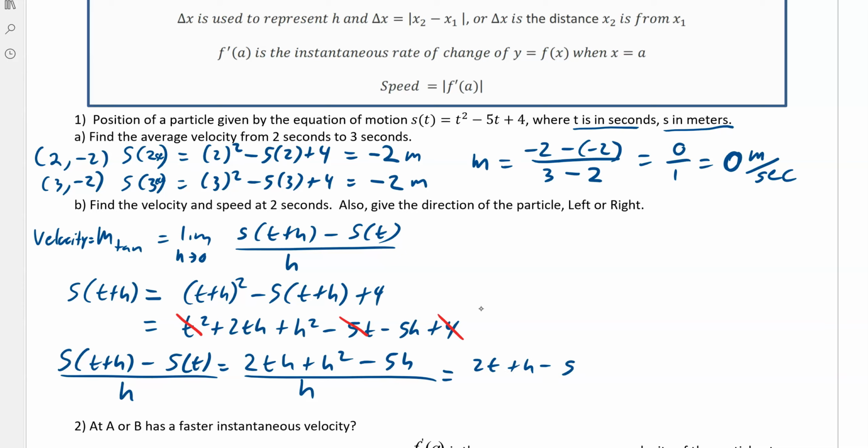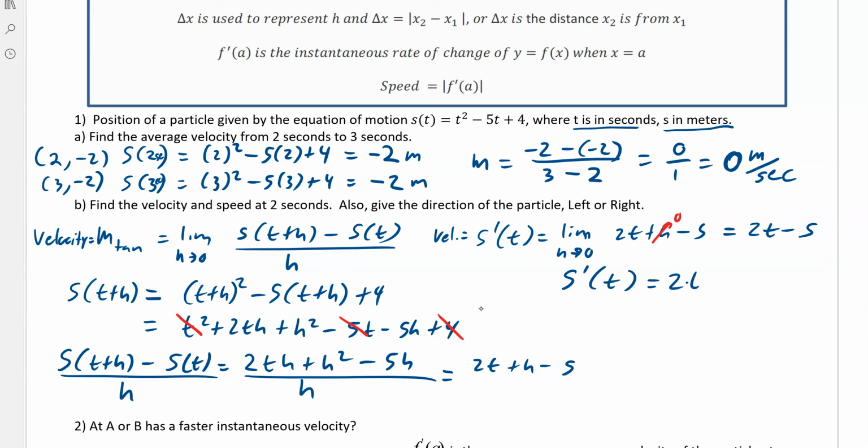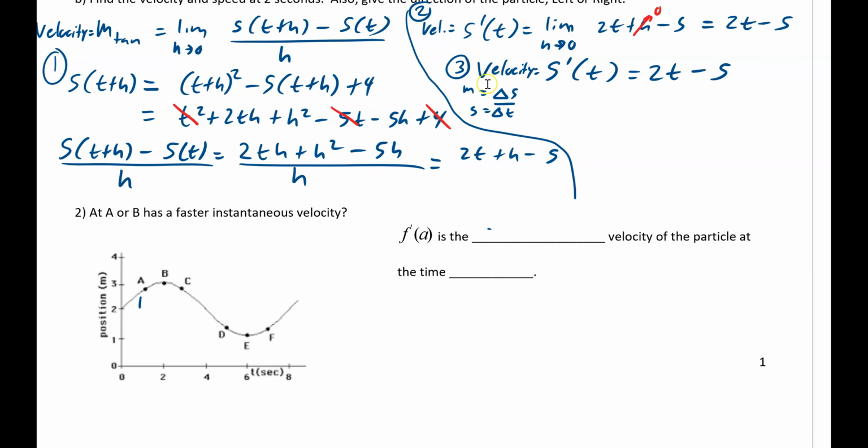So now we want to find our velocity, and that's our s prime of t. This is our velocity. Now we take the limit as h approaches 0 of 2t plus h minus 5, and we end up with 2t minus 5. So now we have a formula for our velocity. That's it right there. For our velocity, it's the change in s over the change in t.